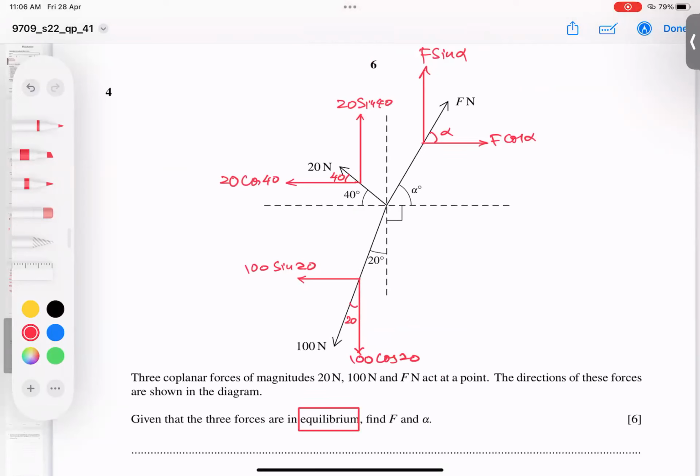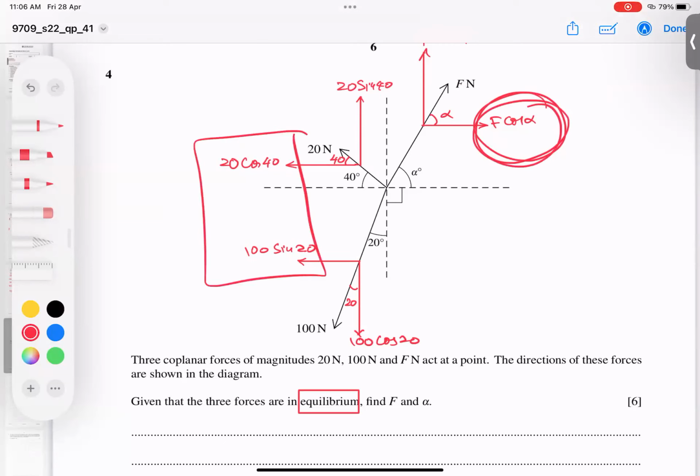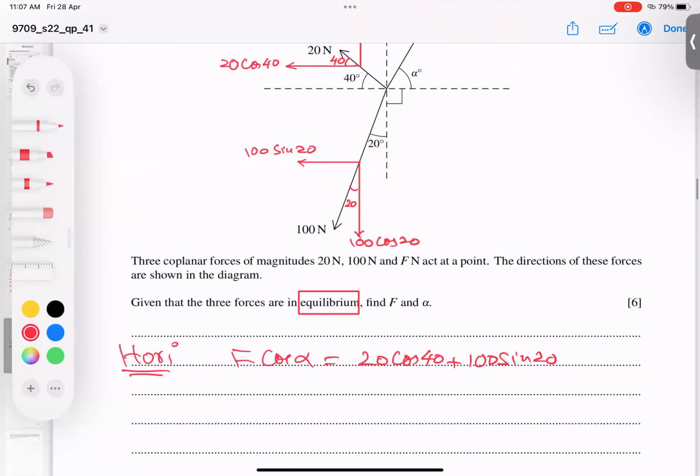Now I'm going to finish the question. First of all, because my target is F and alpha, I will talk about the horizontal components. The rightward forces equal the leftward forces. I will make one equation. So horizontally, F cos alpha equals 20 cos 40 plus 100 sine 20. I hope this part is clear.